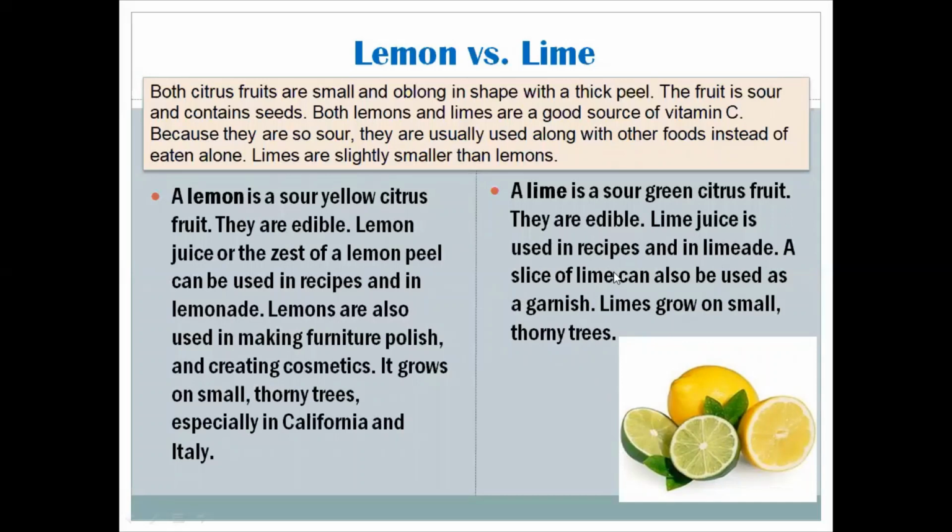And most of the time it is being used with the different recipes and it's been used with garnish. So जब हम decorate करते हैं, when we produce something, any food item, and we use these limes for the decoration to make it more beautiful to serve the people. So lime grows on small thorny trees.